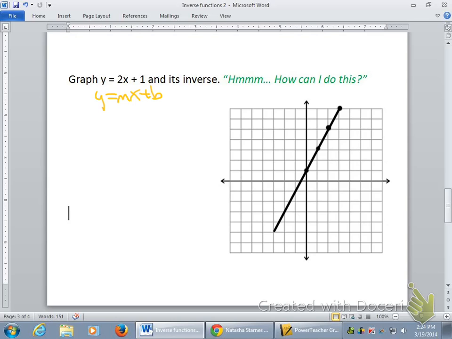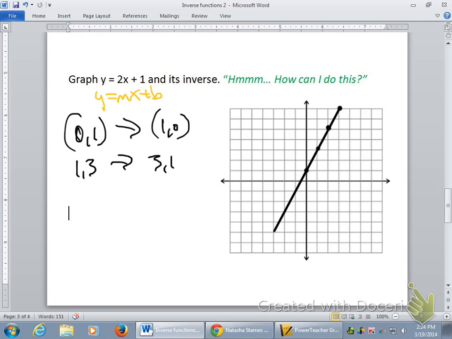Let's see, I started with the point 0, 1. What is that point going to change to? 1, 0. I have the point 1, 3. What's it going to change to? 3, 1. So is this doable? This isn't hard, is it? I've got the point 2, 5. We'll switch to 5, 2. And I can definitely graph these now, right? So let's just do that. And Tyler, that was a good idea. I can't wait to get to this other method, though.